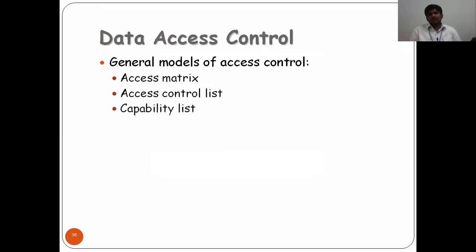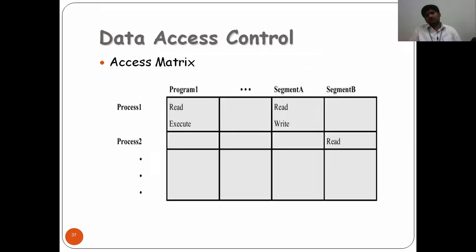The general models of access control are access matrix, access control list, and capability list. These are three types of controls. If you see the access matrix, how will it be? It is like rows and columns. Column-wise, we have program one, program two, and so on, and segment A, segment B, and the process one and process two row-wise. For example, process one can read and execute the program, and with segment A, it can read and write. Process two can only read segment B.